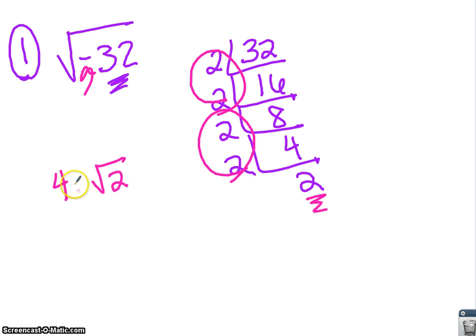And because it was a negative, we pull an i out. Remember that square roots are always plus or minus. So your answer is plus or minus 4i square root of 2.